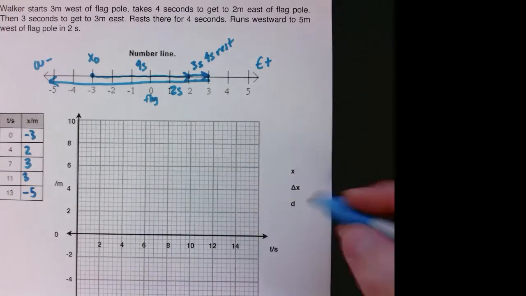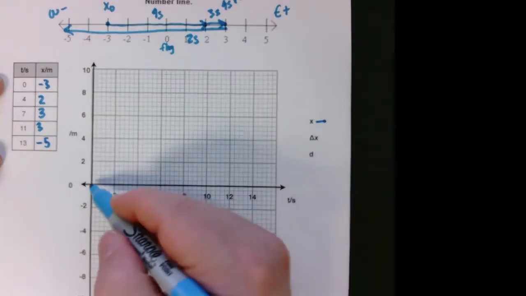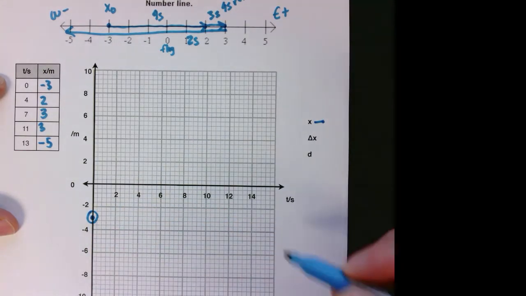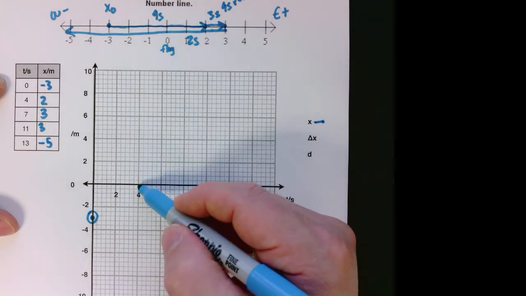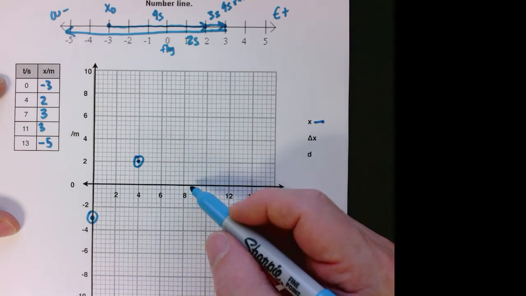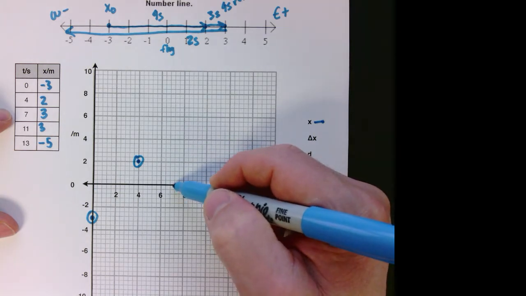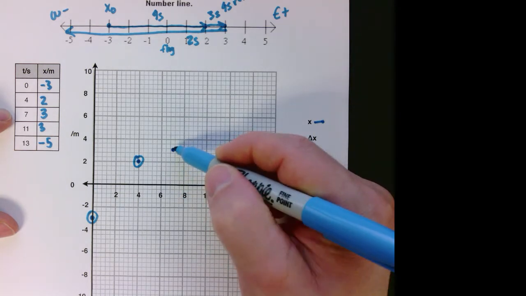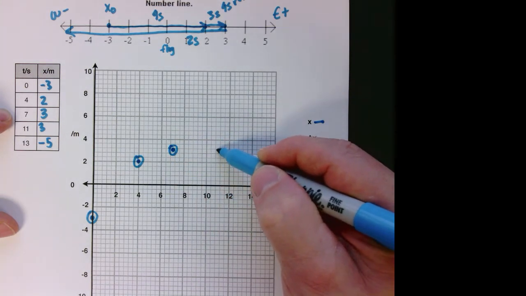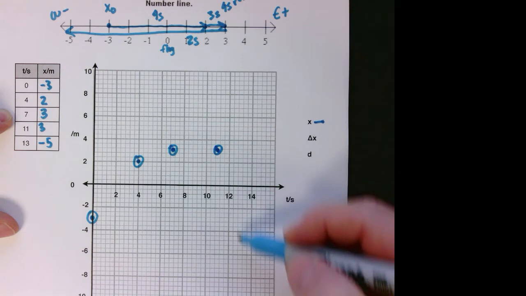So in plotting our position, using our key position X in blue, they start out at time 0 at a position of -3. And at time 4, they're at a position of 2. And at a time of 7, they're at position 3. And they remain there all the way to time 11. And then at a time of 13, they're at a position of -5.